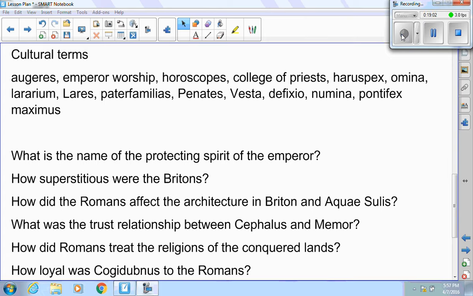Next we have the Lararium. That's where, in the house of the Romans, their center of worship would be, the Lares, or the household gods. Paterfamilias, head of the household. Penates, those are the gods of the cupboard. Vesta is the spirit of the hearth. Defixio is a cursed tablet. Lumina is the spirit within everything. Pontifex Maximus is going to be the leader of all of the priests.